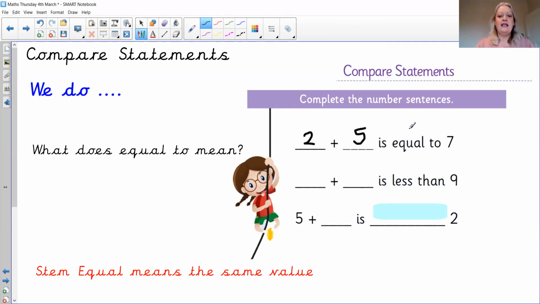So look at the next calculation. Something add something is less than 9. So it's got to be less than 9. What's another way of saying less than? That's right, it has to be smaller than 9. So I have to come up with a calculation where I add that, and it is less than 9.